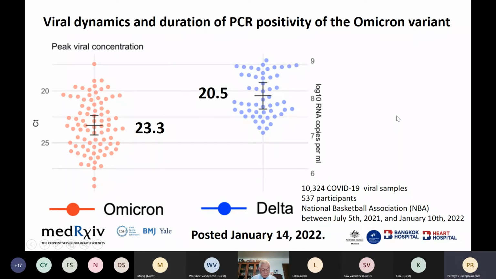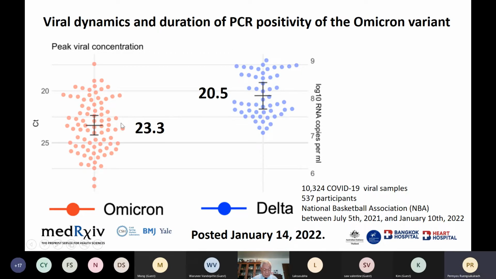So what about the viral dynamics of Omicron? You can see from this slide. Some of you may have had the test, like you can see the CT. CT is the cycle threshold. On the left side, the scale at the bottom is a high number, okay? But on the scale on the right side, the higher number is on the top, okay?